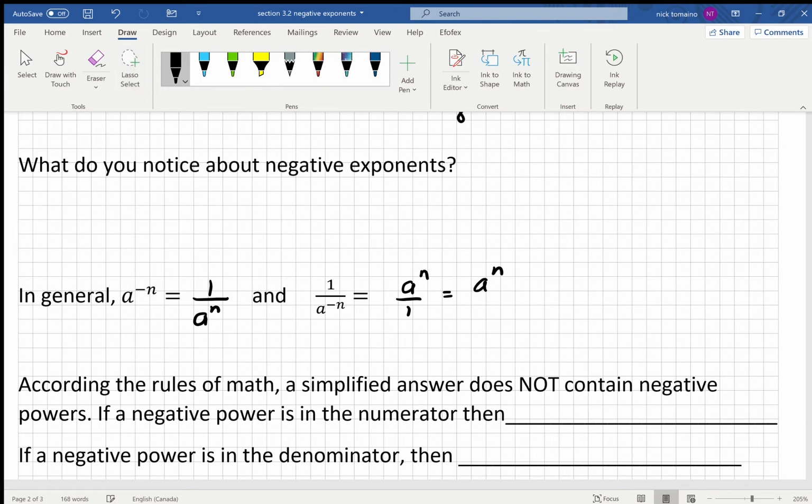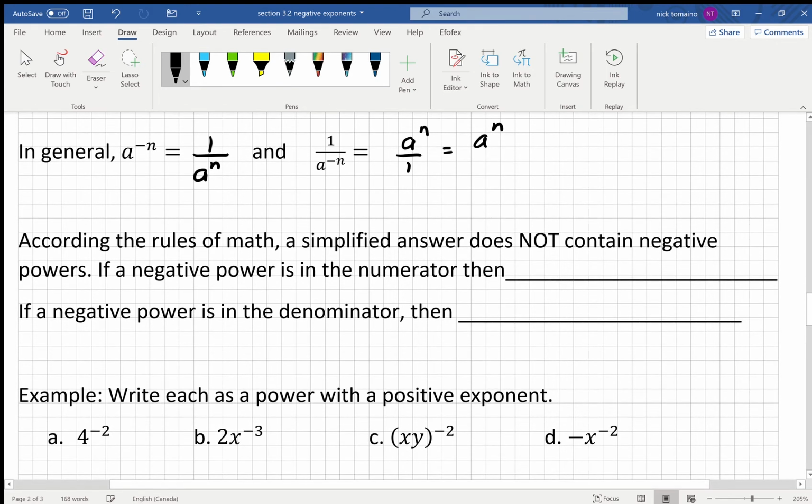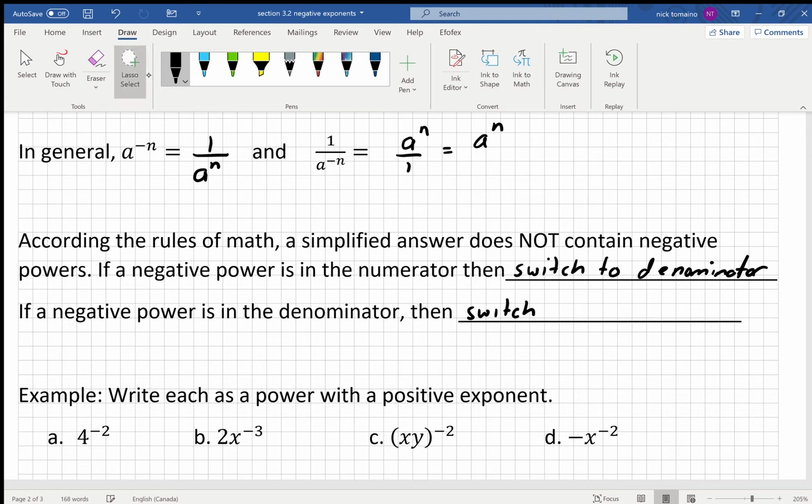All right, so now, according to the rules of math, a simplified answer does not contain negative powers. If a negative power is in the numerator, then we say switch or move it to the denominator. And if a negative power is in the denominator, then switch it to the numerator and make it positive.